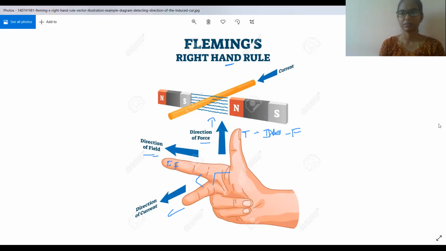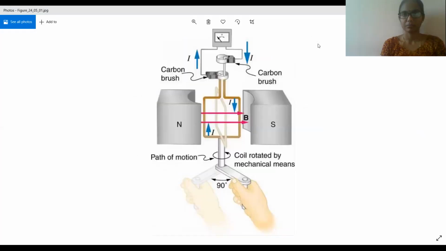Yes. So using Fleming's right hand rule, we are going to understand the important topic, that is the electric generator, how it will work. Yes, children. Based on electromagnetic induction, using Fleming's right hand rule, we can tell how this electric generator will work. So this is the electric generator. In the electric motor, just by passing electricity, the motor rotates so that we get work from it.